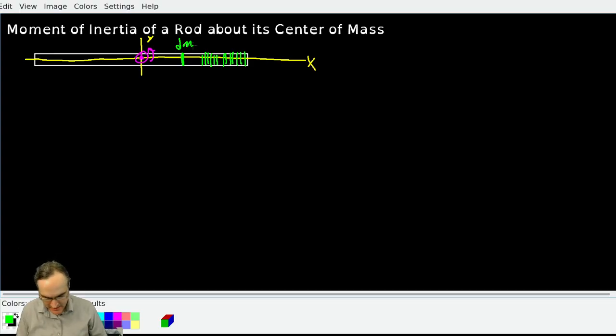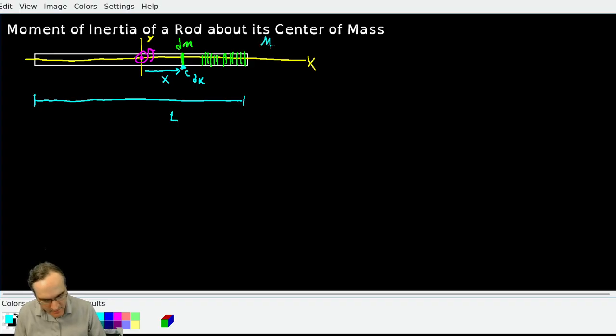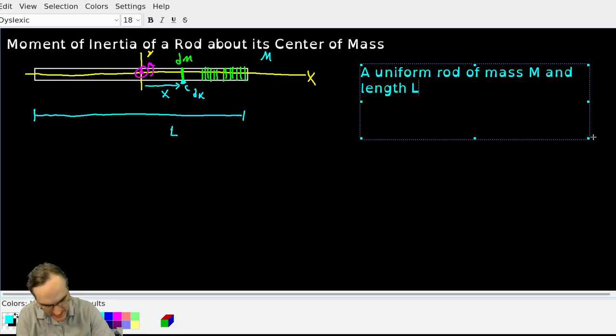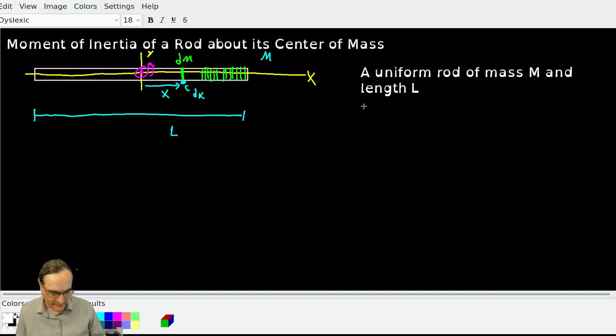All right, now I set this up with the xy coordinate system to make things easier. That means the distance to it would just be along the x-axis some distance x, and the width of that piece would just be dx. It's very skinny along the x-axis. The whole rod we're going to think about as being uniform, so a uniform rod of mass m and length L. These are the simplest possible cases, the uniform cases.